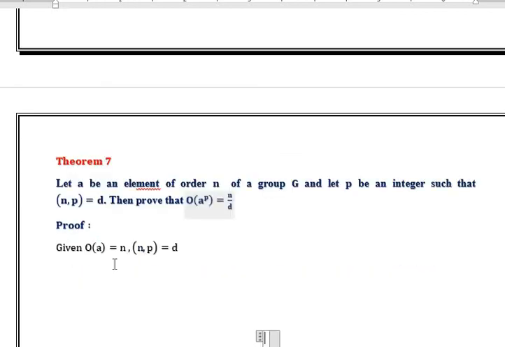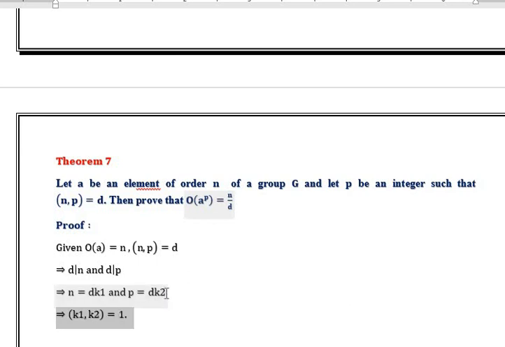Proof. Given order of a is equal to n and gcd(n, p) is equal to d. This implies d divides n and d divides p, meaning d is the common divisor of both n and p. This can be written as n is equal to dk1 and p is equal to dk2. Here we have taken some constants k1 and k2. So k1 and k2 are relatively prime.